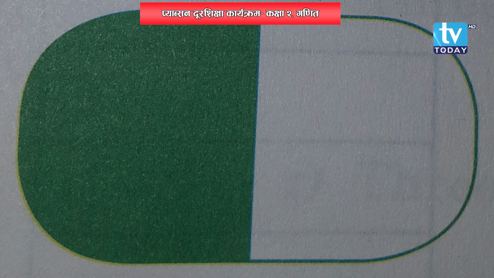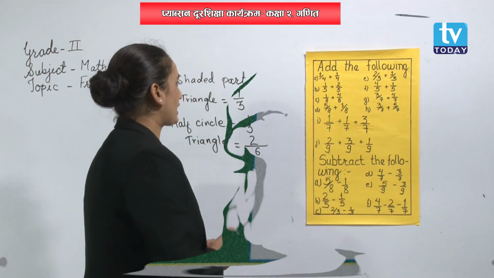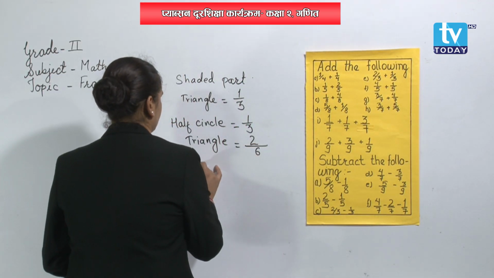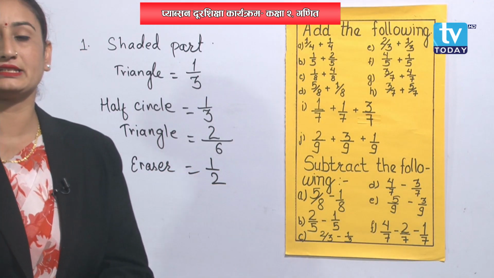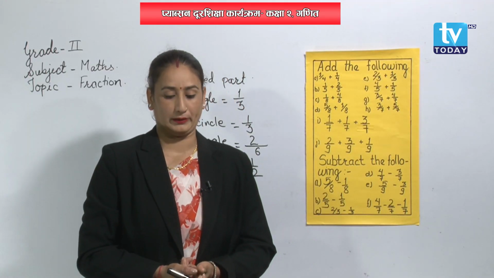Now the next picture seems like an eraser, right? It looks like a rectangle with one corner a bit bent, so it looks like an eraser. Students, can you tell me how many parts it is divided into? 2 parts. 1 part is colored green, and another part is left. So how to write the shaded part? We can write 1/2. Or we can write it as a rectangle as well.